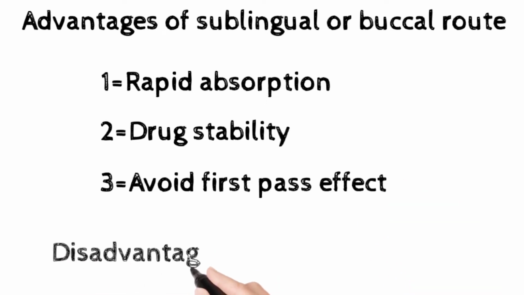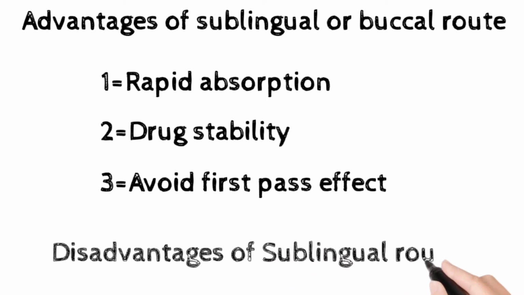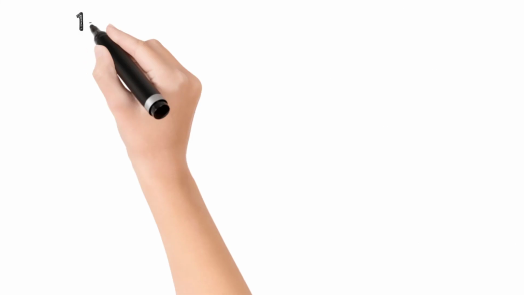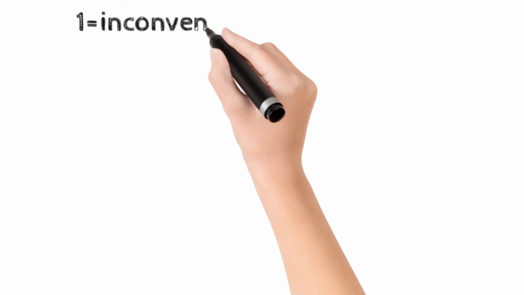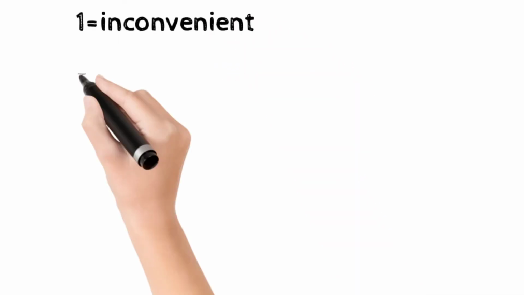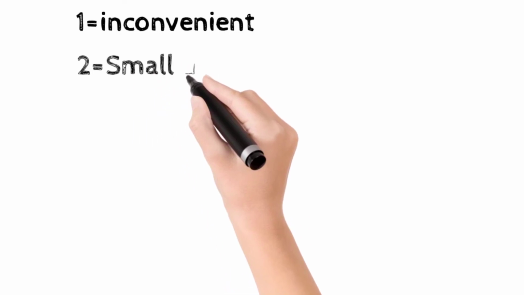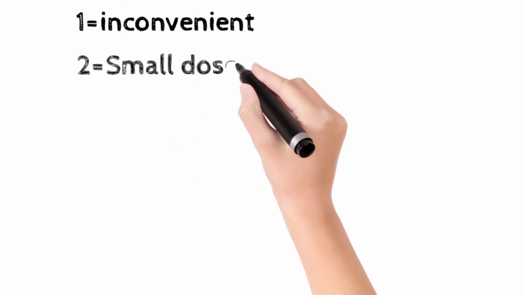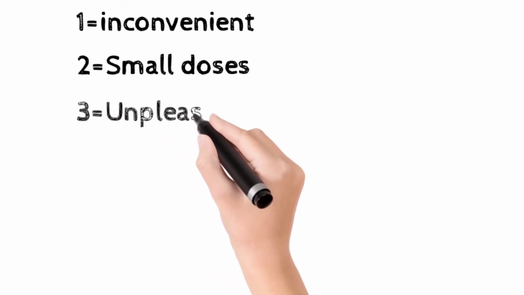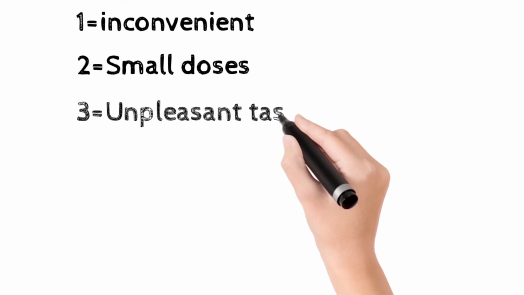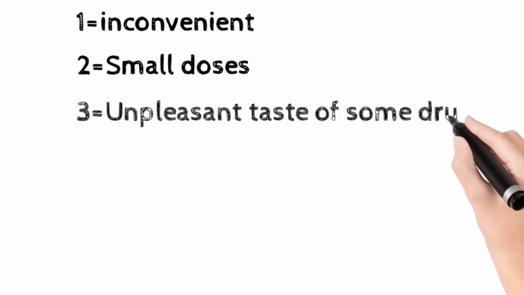Now come to the disadvantages of the sublingual or buccal route. Number one, it is inconvenient. It is not convenient for the patient because the patient places the drug below the tongue. Second is the small dose. We give only a small dose through the sublingual route. We cannot give a large dose. The third is unpleasant taste, because we place the drug directly below the tongue.